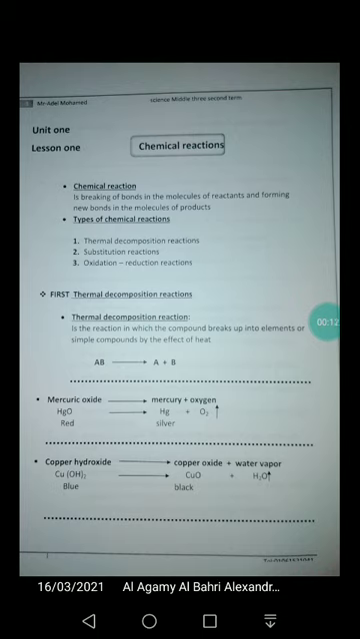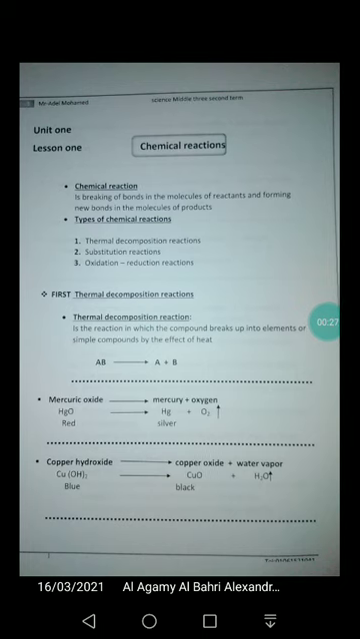Surely you have heard about this expression, chemical reaction, and we know that chemical reactions are very important in our daily life. We can benefit from chemical reactions in many fields of life: in industry, like the industry of paper, glass, textiles, and fertilizers, in the agricultural field, or in medicine, for example.